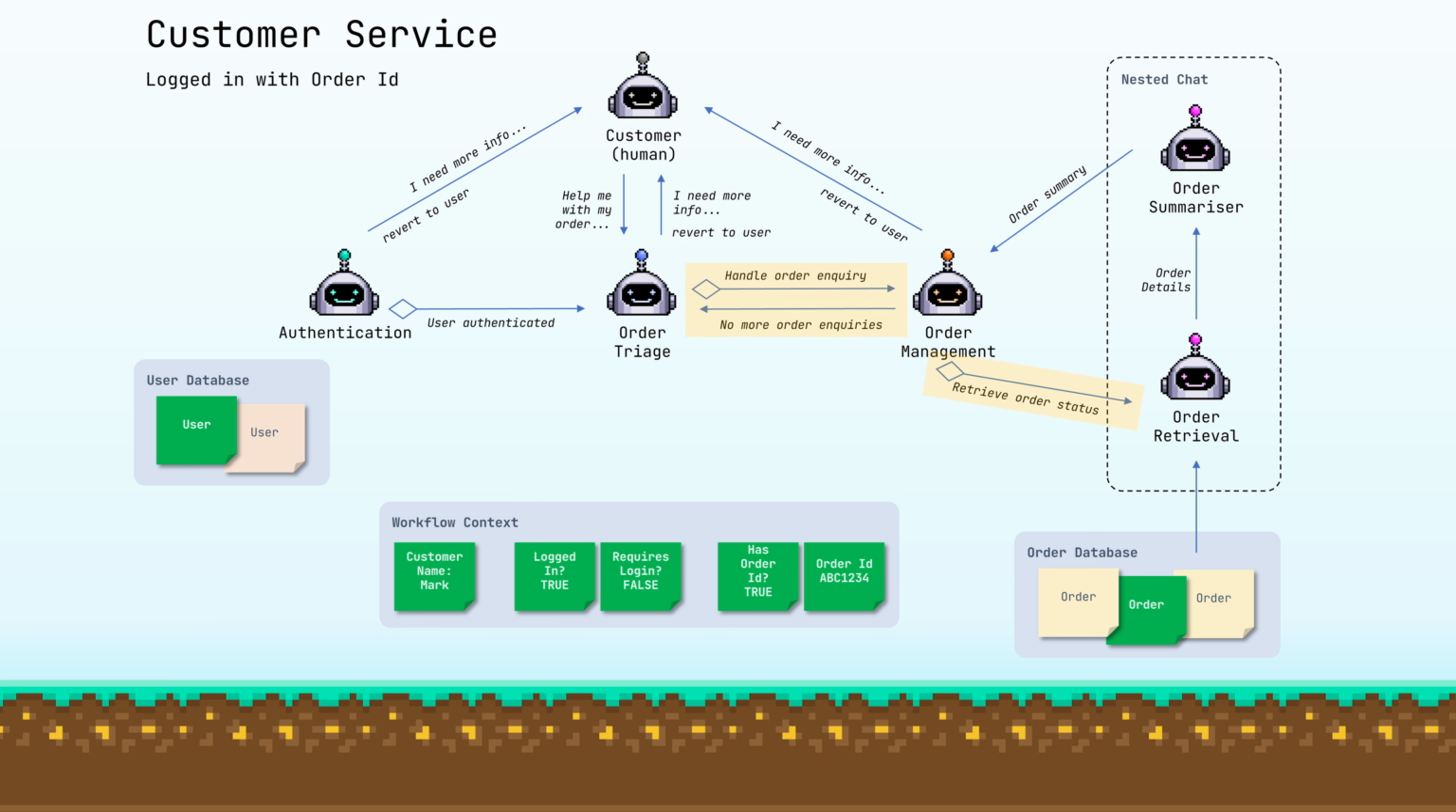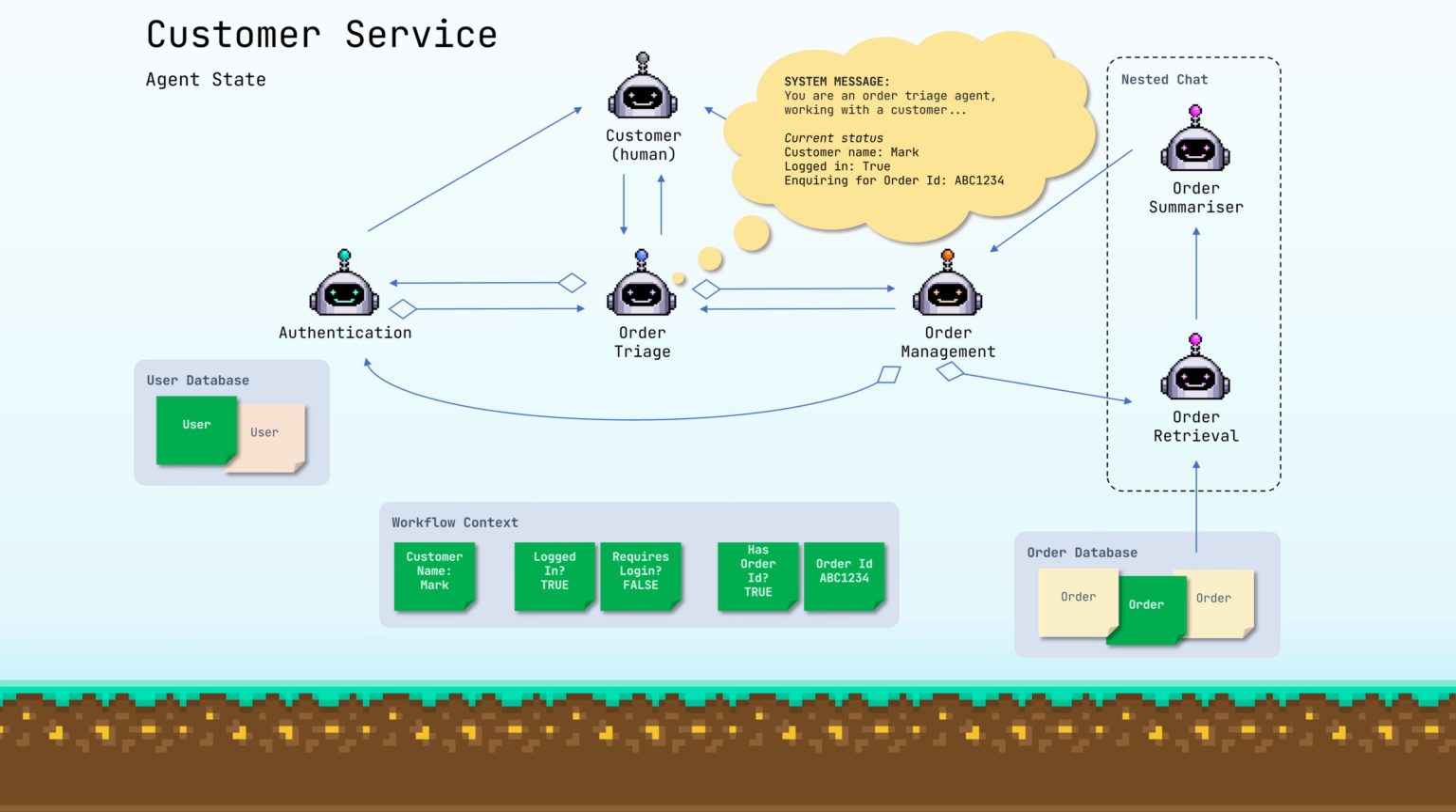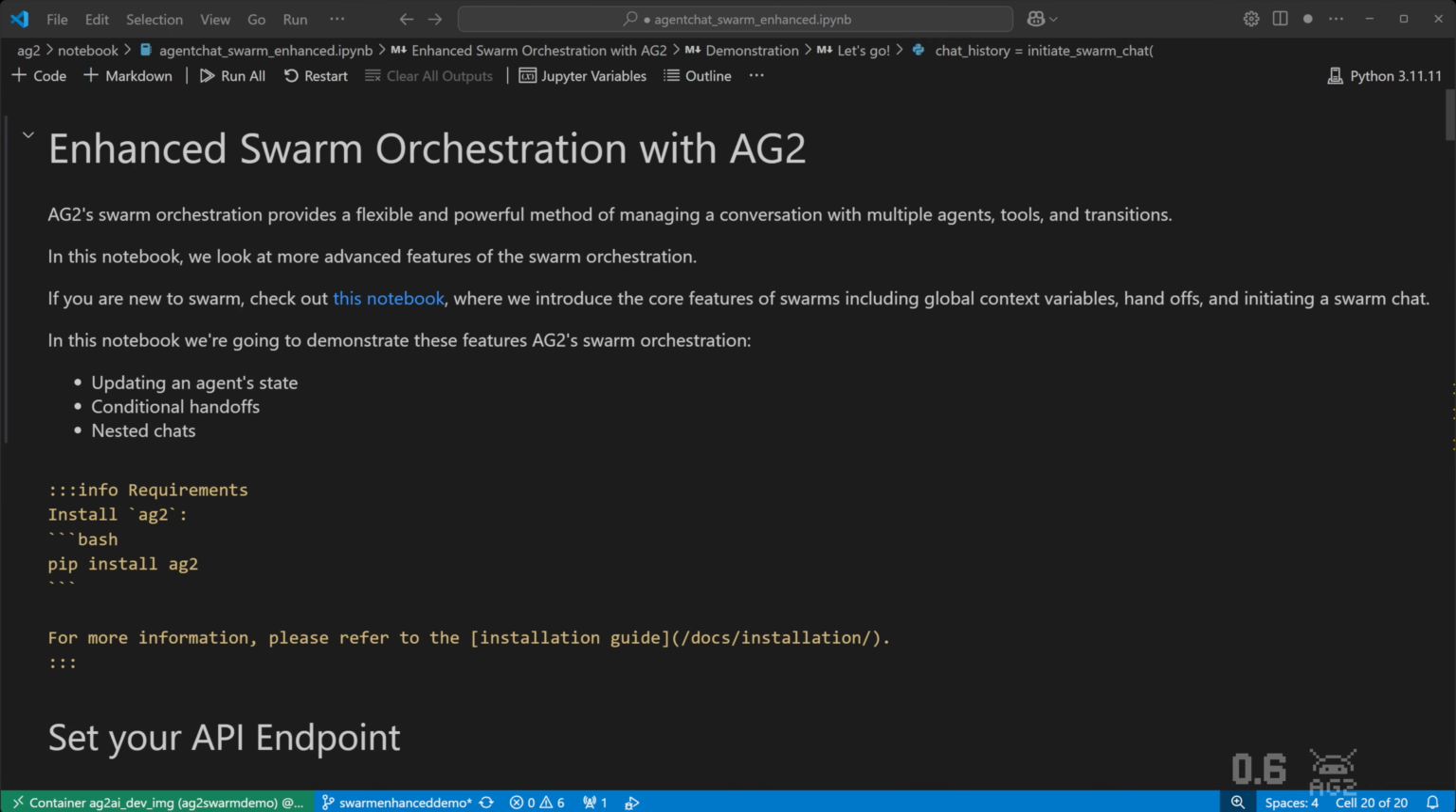Once we have an order, we can open up the transition to the order management agent as well as the nested chat for getting the order details. Finally, to help the LLM understand the state of the workflow, we include the value of key context variables in the agent's system message. And this is updated just before it goes to the LLM, ensuring it's up to date. This helps to reduce the chance of the LLM making a decision that doesn't align with the workflow and transitions available. Let's jump into the code.